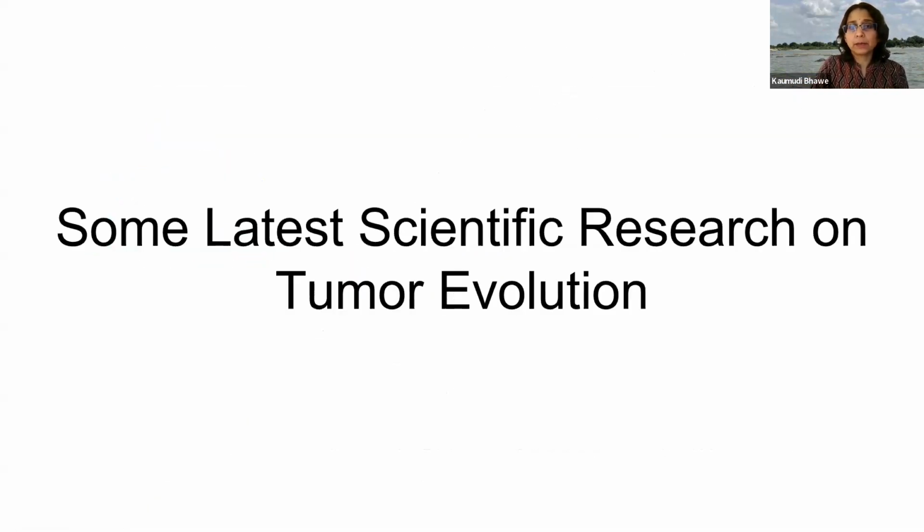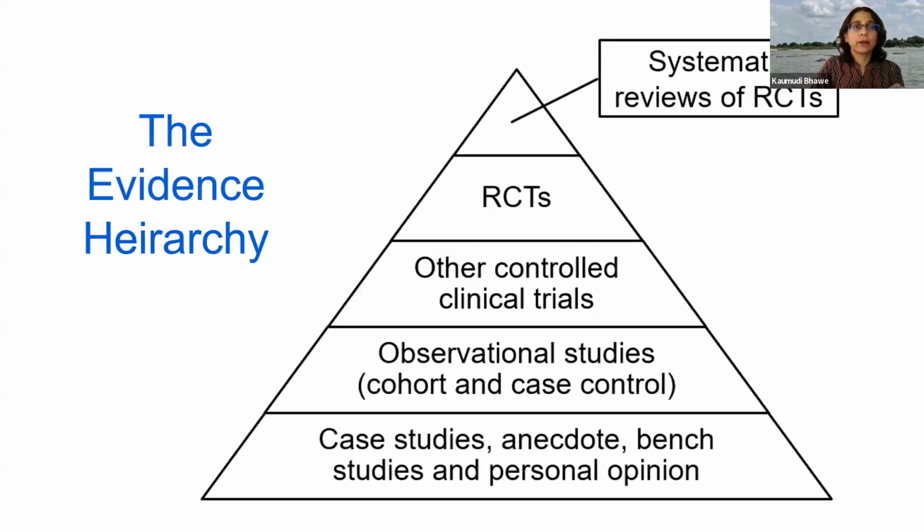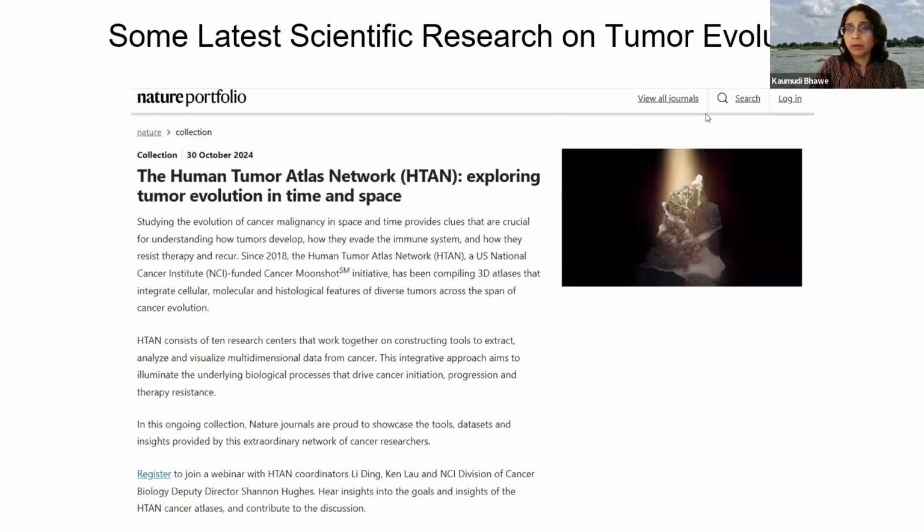Okay, now, remember I said we're going to look at some of the latest scientific research on tumor evolution. What I'll show you is very early research material. But on 30th of October in the Nature portfolio, there's a series of 10 papers that talk about something called the Human Tumor Atlas Network. I just want all of you to be aware of these things that are happening at the forefront of research, because now more and more bench and bedside are collaborating in real time.